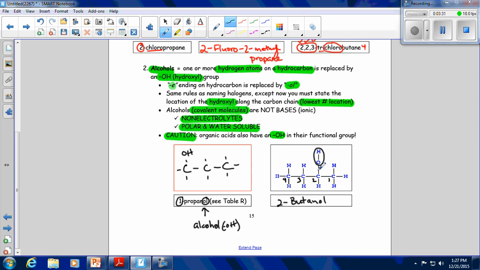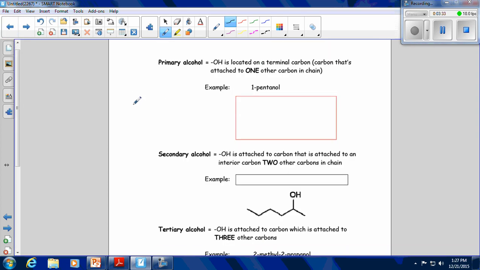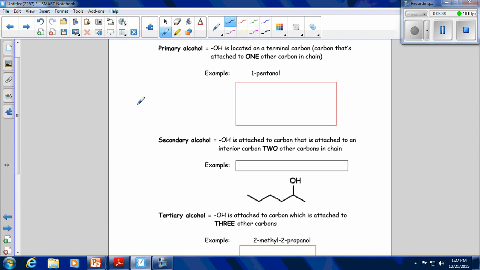Now on page 16, we're going to split this up into 3 different types of alcohols. We're going to talk about primary alcohols, secondary alcohols, and tertiary alcohols. All right. With a primary alcohol, basically what we're telling you is that the OH is located on a terminal carbon, so at an end position. It's attached to one other carbon within the chain. So the example we have for you is 1-pentanol. If we start with the pent portion, we know that we're going to be dealing with 5 carbons.